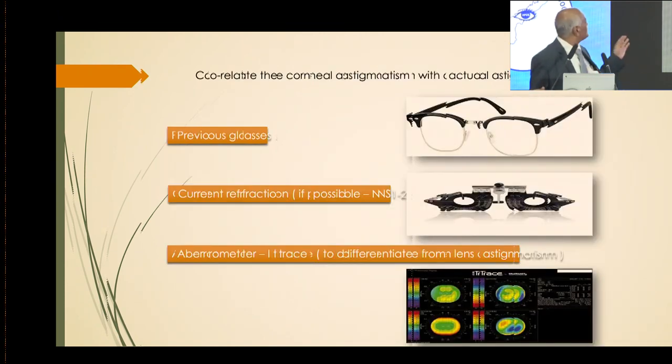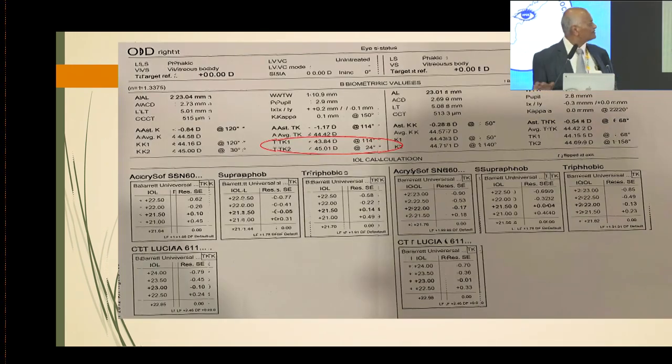Now, here again, the previous glasses, you must see what previous glasses he is using. Then the current refraction, if possible; if it is an immature cataract, you can go for the refraction. Then the abrometry, you can also see the astigmatism in that. See here, you can see the TK1 and TK2, it is 43 and 45.